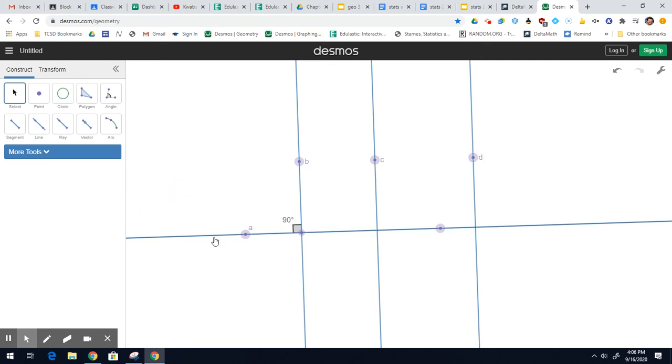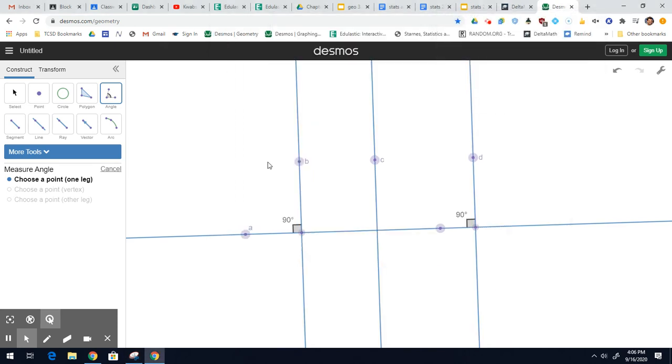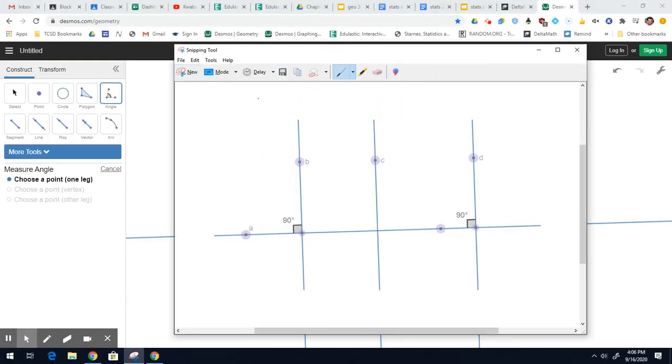Okay, so again, how do lines A and D interact? Well, they intersect here. And if you measure this angle, I'll just use this point here, the vertex at the intersection point, they intersect at a right angle. They're going to be perpendicular. Screen grab your picture. Make sure it's big enough for me to see. Make sure you say copy to clipboard.